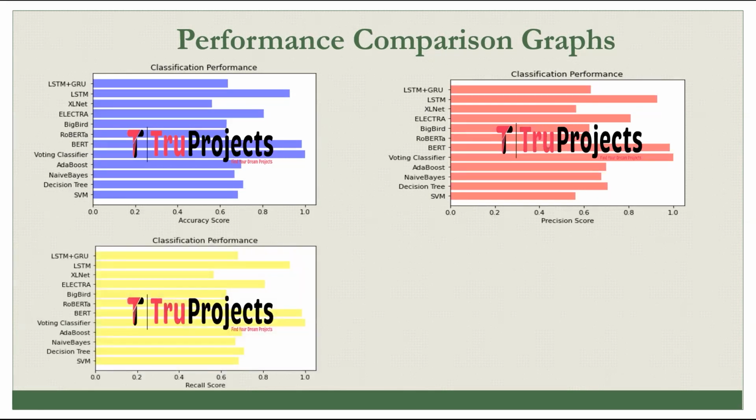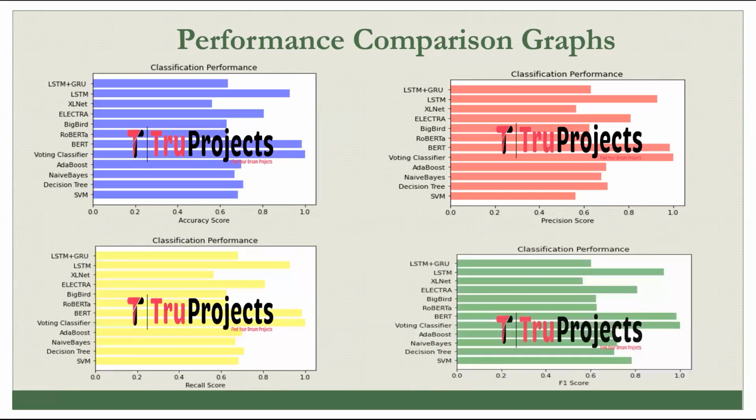This is the recall comparison graph. Recall is also known as sensitivity or true positive rate. It is the ratio of true positives to the total actual positives, measuring the model's ability to capture all relevant instances without missing any. This is the F1 score comparison graph. It is the harmonic mean of precision and recall, offering a balanced measure that considers both false positives and false negatives, making it suitable for imbalanced datasets. The algorithm which performs well among all these metrics will be used for final prediction.